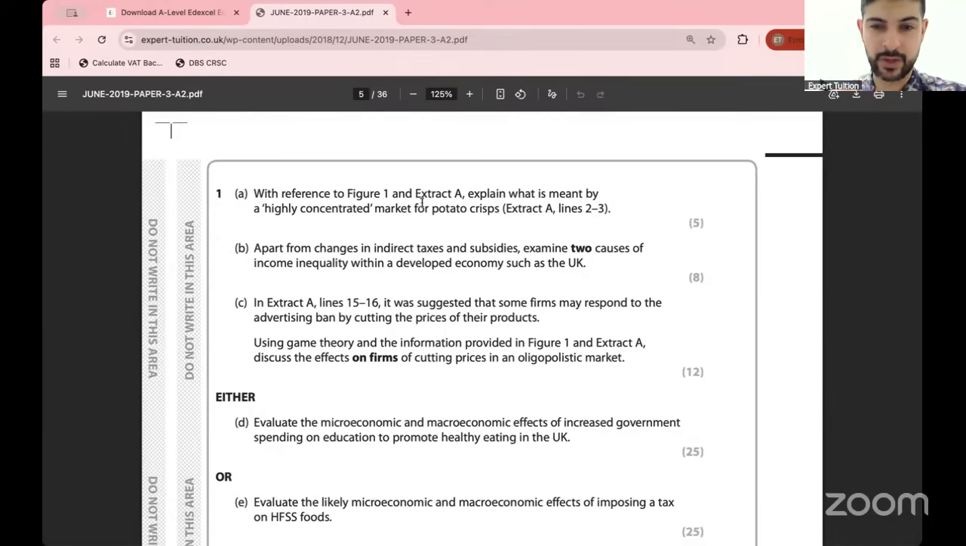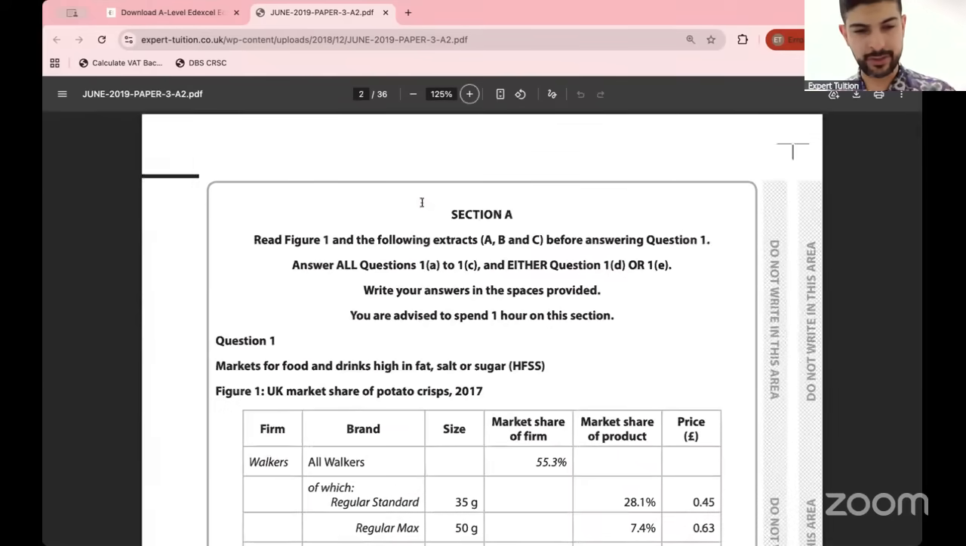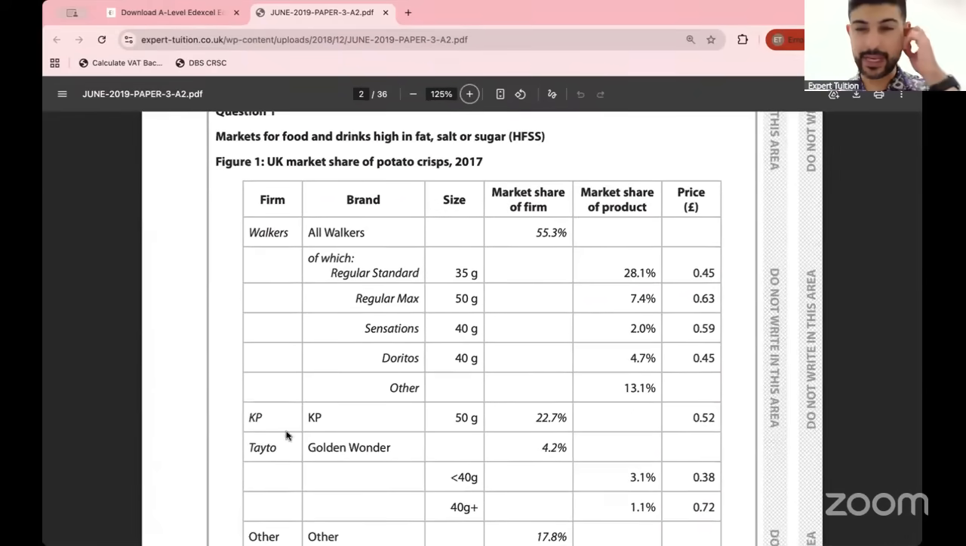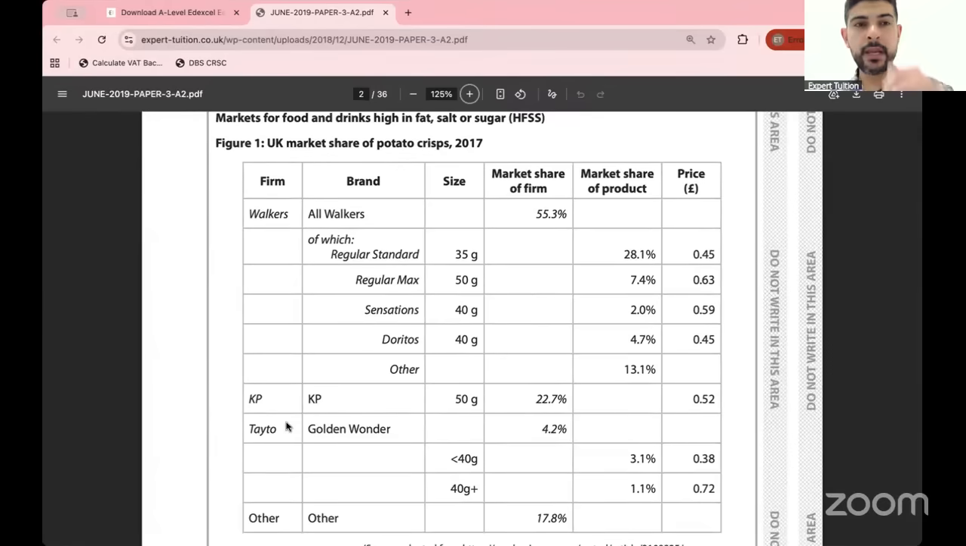Let's understand what's going on. So the context is this. Crisp manufacturers like Walkers and I think there's a company called Tayto, which is such a great name. Tayto, KP, all of these guys, yeah? The government have just now passed a bill that means that it's illegal for them to advertise, especially to kids. I think it was like certain times they're not allowed to advertise. Anyway, in a nutshell, there's an advertising ban, and in response to that ban, they're lowering their prices.